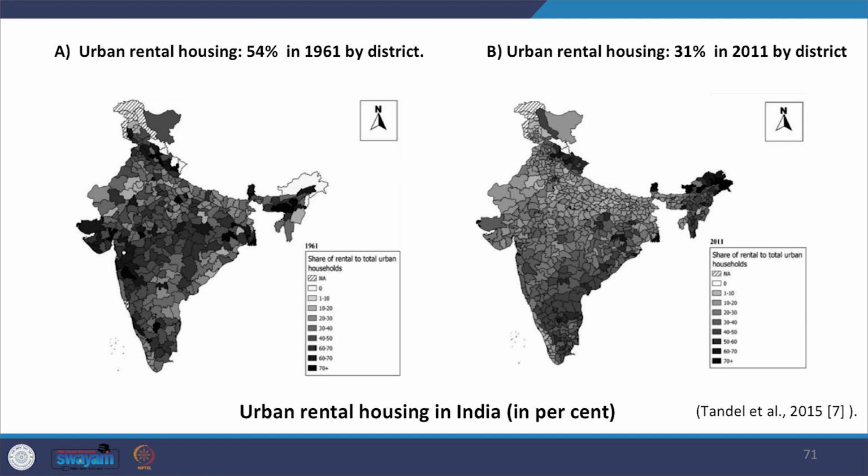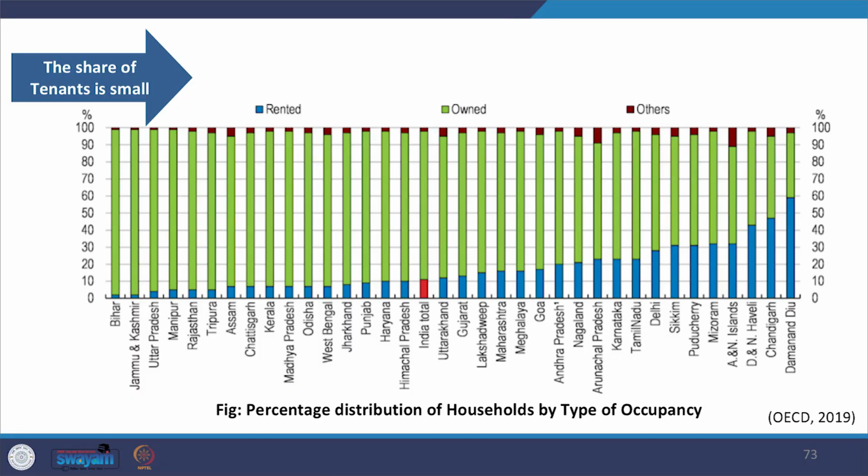Even in urban areas, the share of rental housing has decreased from 54% in 1961 to 31% in 2011 out of the total stock. In the rural area, it is even smaller. There are also stark regional differences, ranging from almost 30% in Delhi to less than 5% in Bihar and Uttar Pradesh. As we can see in the image, the blue color shows households in rented houses. The green color indicates the owned houses and reddish brown indicates the other kind of occupancy.